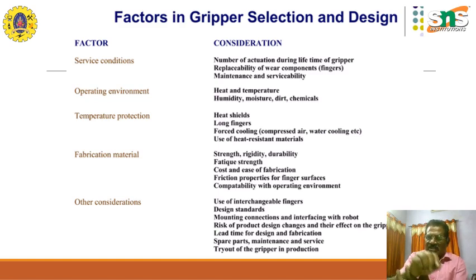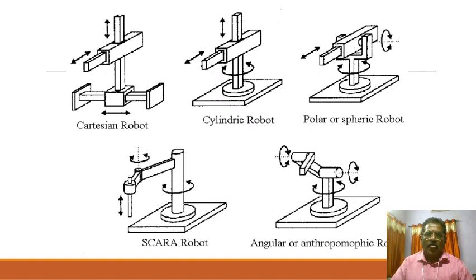Now, up to this level only the robo's arm comes up. After the wrist, the end effector can be tailor-made, and even if it gets worn out, it can be taken out and refixed. Okay. What are the other conditions? Use of interchangeable fingers, design standards, mounting connections, etc. Spare parts availability, maintenance, and service. All these things go into the factors and considerations to be made before selection of a robot. Now, the various configurations of the robo are given here.